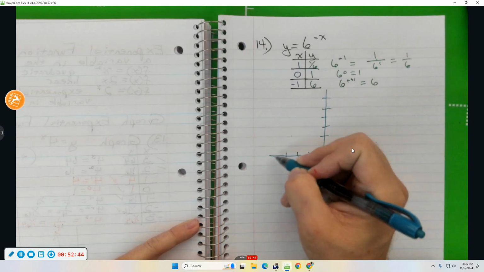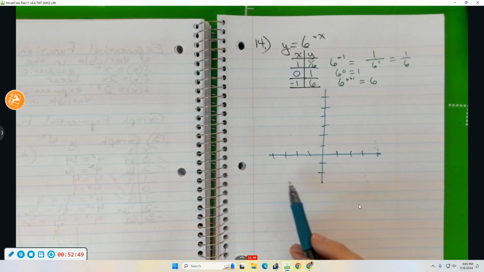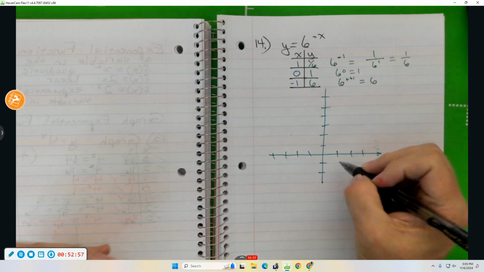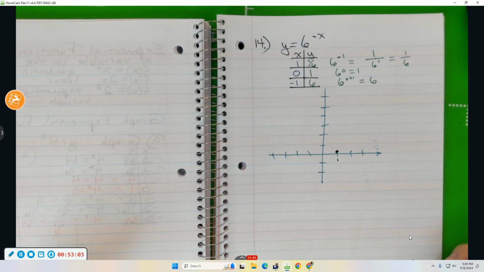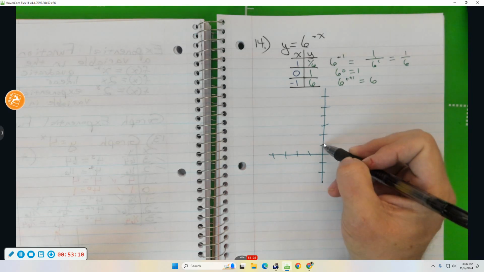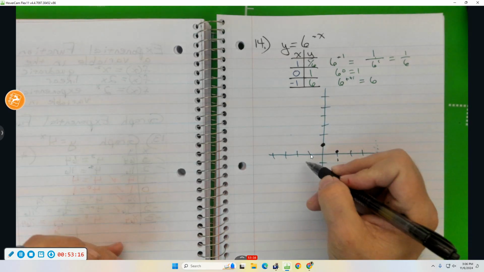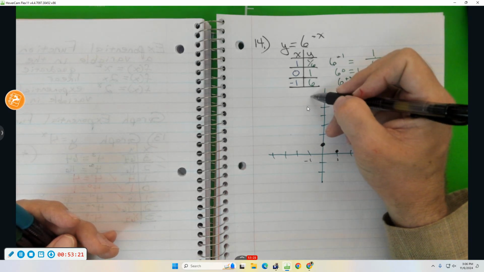Once again, we have no negative y values, so I'm just going to focus on the top half of the graph. This says, go right 1 unit, up 1/6. It's just barely off the x-axis. 0, 1, where is that point located? Right there on the y-axis at 1. And then left 1, up 6. Left 1, up 6. 1, 2, 3, 4, 5, 6.